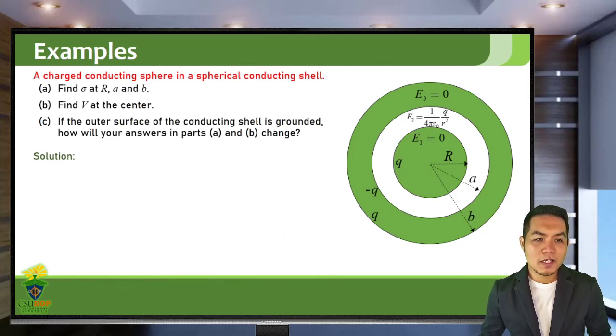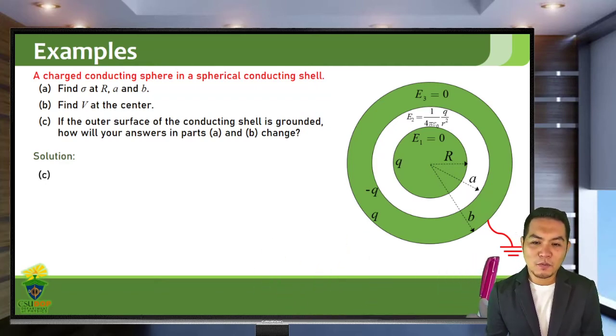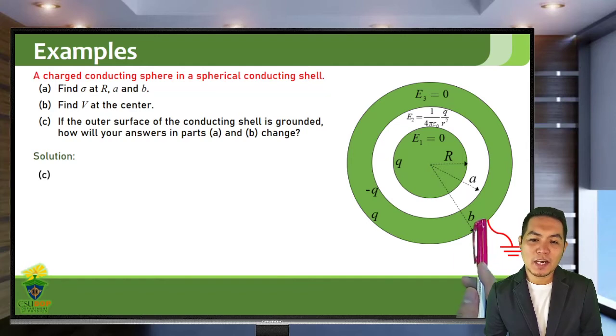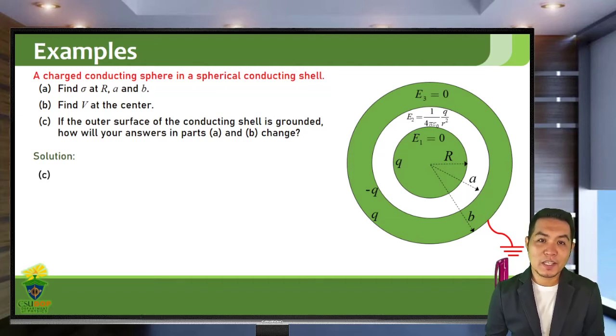Let's now have the last problem. If the outer surface of the conducting shell is grounded, how will your answers in parts A and B change? So I think you have heard of grounding in your physics 41, right? When you ground something, you're basically transferring the charges in that surface towards the ground. So this is the symbol for the ground. You basically just connect a conducting wire to your surface, so that the charges in the surface can travel towards the ground. So basically that's just grounding.